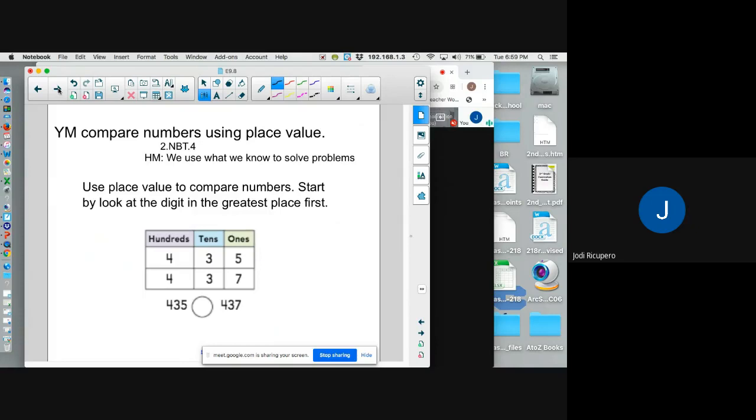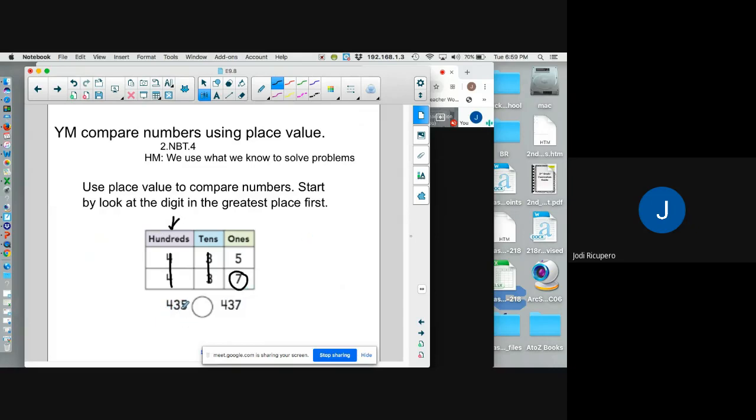Use place values to compare numbers. Start by looking at the digit in the greatest place first. So we're looking at the hundreds place. They both have the same hundreds. They both have the same tens. Now let's go to the ones. Which number is greater? 7 is greater than 5 ones, so we know that 437 is greater, but now let's write the right symbol.